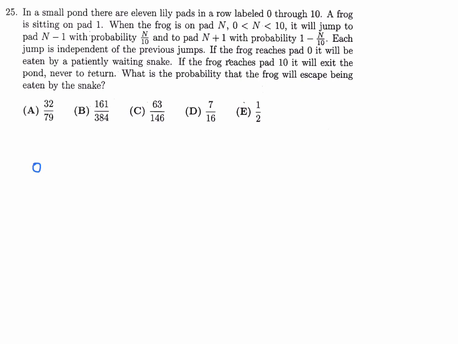So we have pad 0, 1, 2, all the way up until pad 10. Now, a really helpful thing to realize in this question is that the frog starts here, at pad number 1. But if the frog reaches pad 5, then because of the symmetry of this diagram, it has a 50% probability of going all the way here, and a 50% probability of going there. So that's very important.